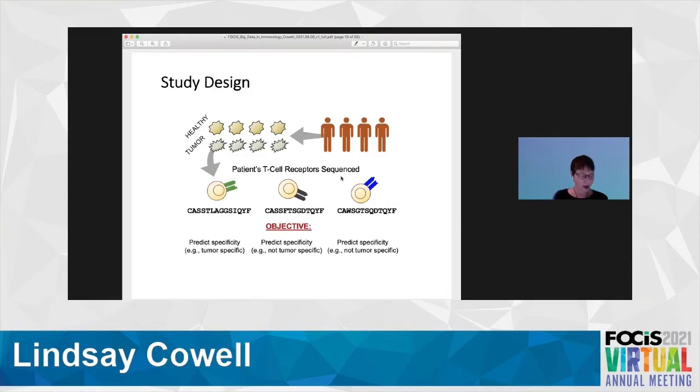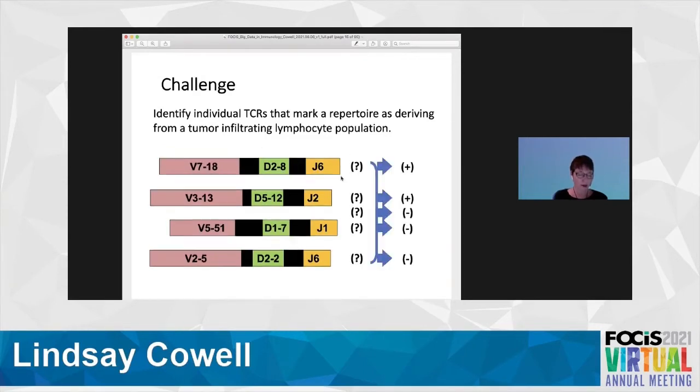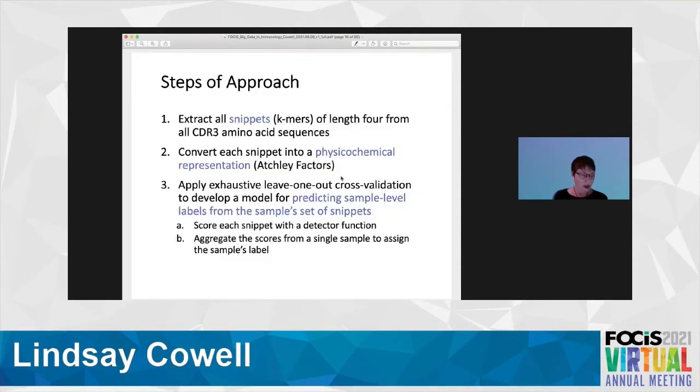And the goal for each sample is to identify CDR3 sequences that allow accurate prediction of whether the sample is a tumor-derived sample or a healthy tissue derived sample. And this is done by identifying individual TCR sequences within the repertoire that serve as a biomarker indicating that it derived from a tumor-infiltrating lymphocyte population. So to accomplish this, we're taking the following approach.